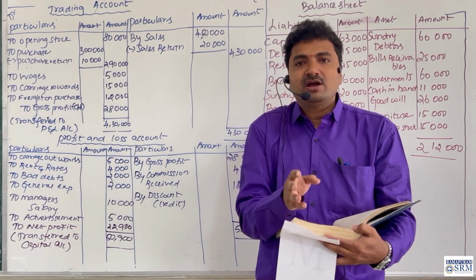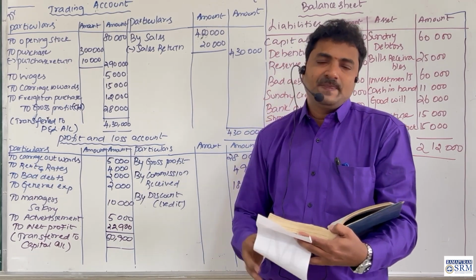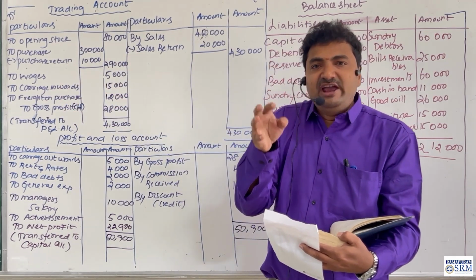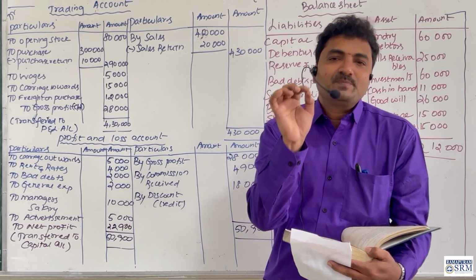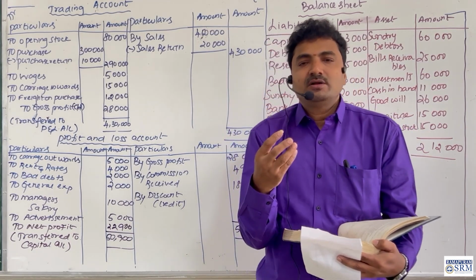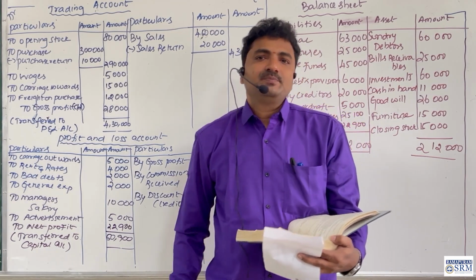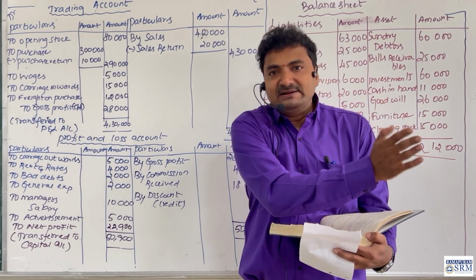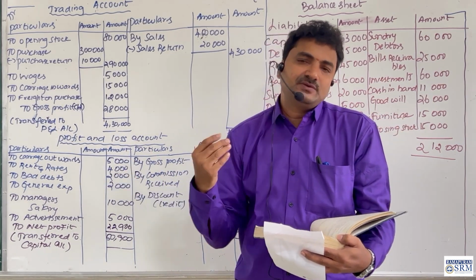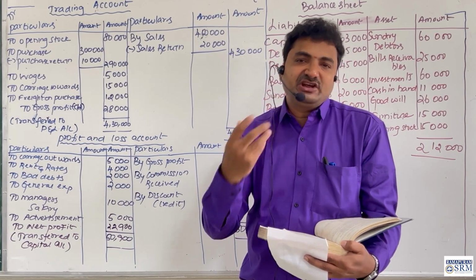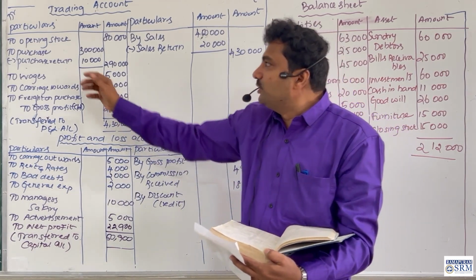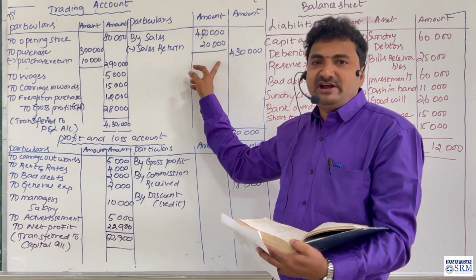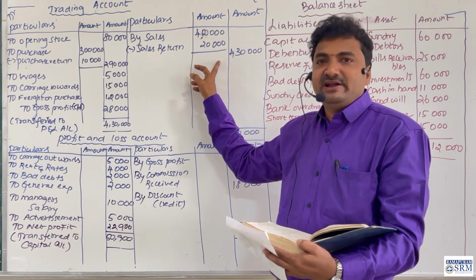I will tell you a shortcut for how you can classify the expenses. Especially for the trading account, you just input all the expenses which are related to your factory. So imagine that you are running a manufacturing company. Your company is manufacturing sugar. You have a separate factory, you have a separate office. So whatever expenses happen in the factory, you just input all those expenses on the debit side. On the credit side you have to input all indirect incomes.